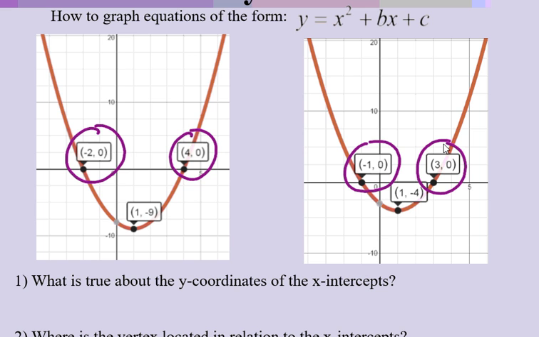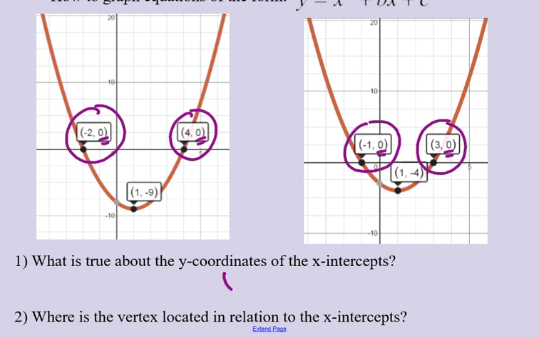What's true about all of the y-coordinates? Well, here's a y-coordinate, here's a y-coordinate, there's a y-coordinate, there's a y-coordinate. You'll notice for all of them, all of the y-coordinates are equal to 0. That's important. If you are an x-intercept, your y has to equal 0. That's going to be super helpful.